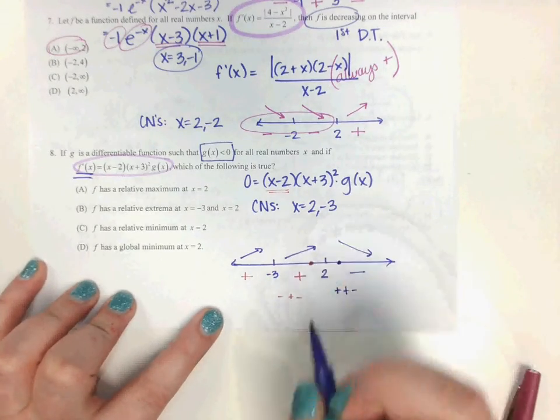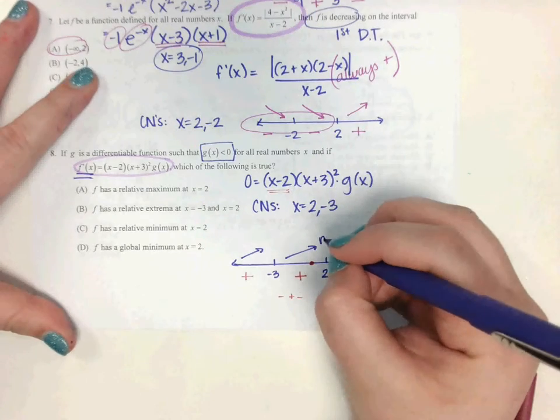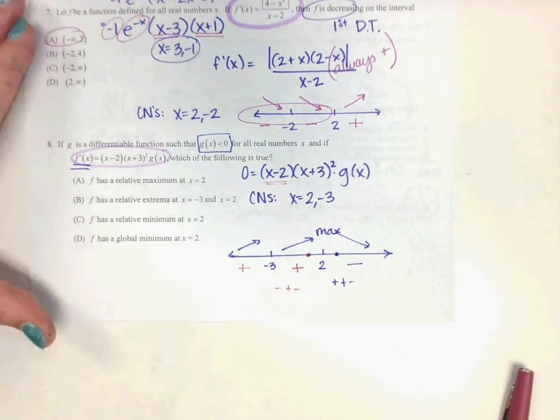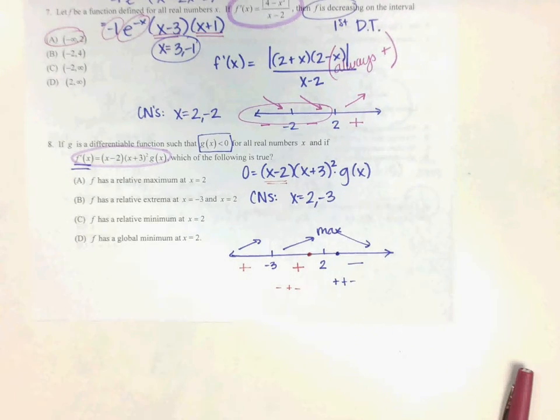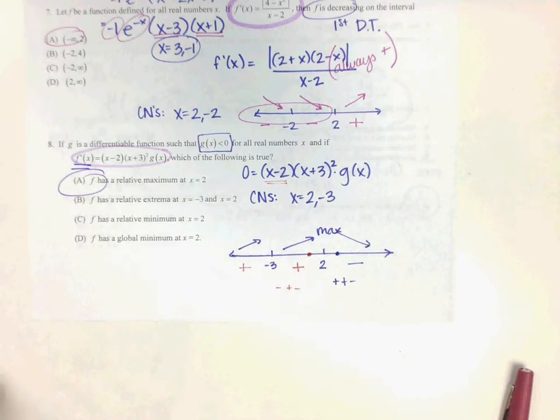Okay, so increase, increase. Okay, look at your answer choices. What happens at 2? Max or min? Max. Okay, so then one more time. How did I know there'd be no sign change at negative 3 because of the squared? Okay, a squared means a double root. A double root means no sign change. So it would have to be A. Good?